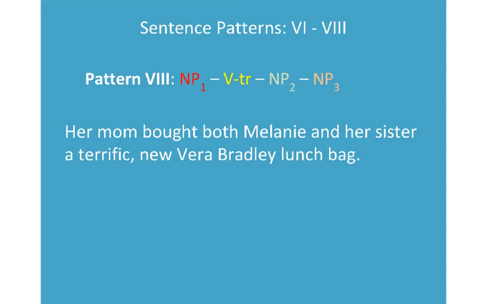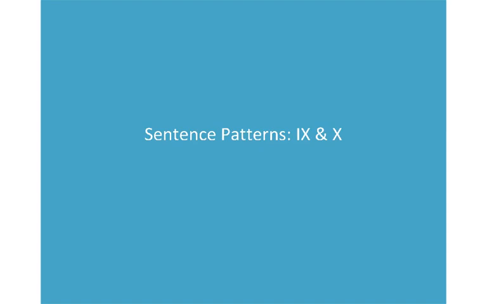Another example. Her mom is our noun. Bought is our transitive verb. And then what did she buy? The new Vera Bradley lunch bag. This right here is my direct object. What is being bought? Who is it being bought for? Both Melanie and her sister. So this is my indirect object. And then terrific new is part of the direct object. So the who or what receiving the action is the indirect object, and the what is the direct object.